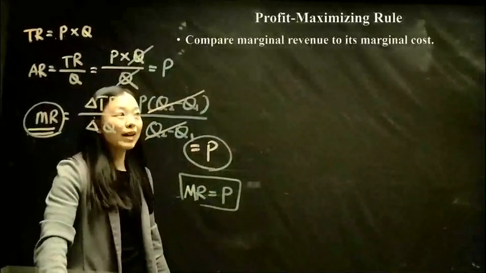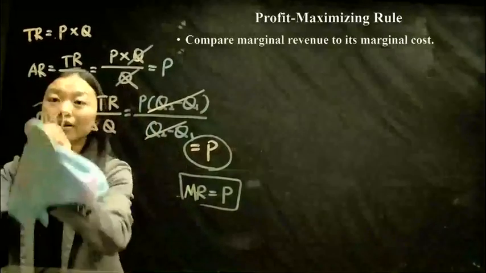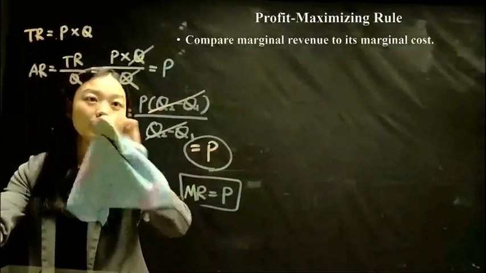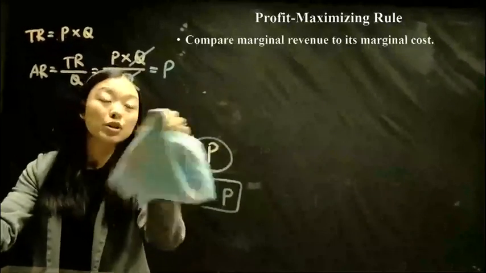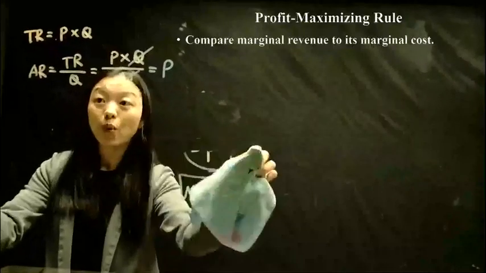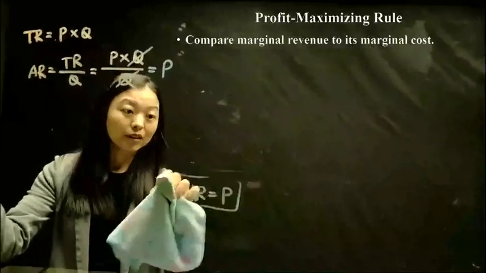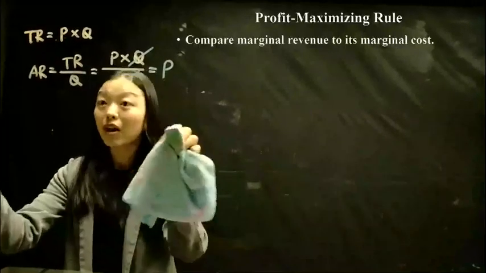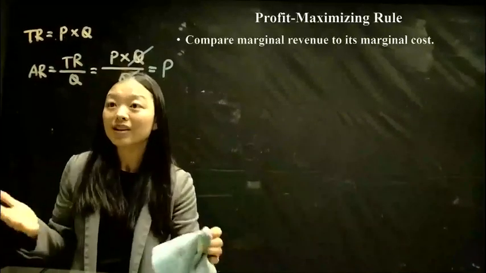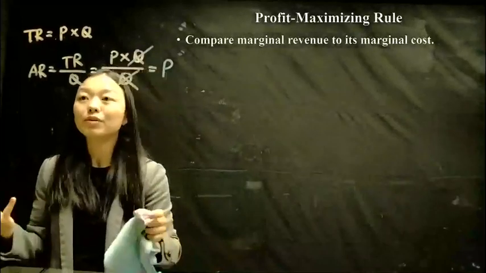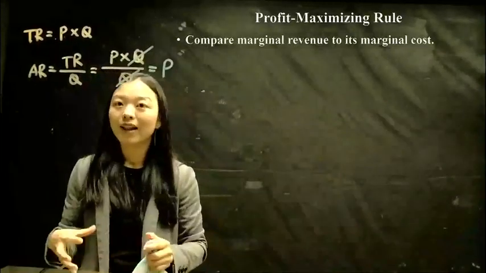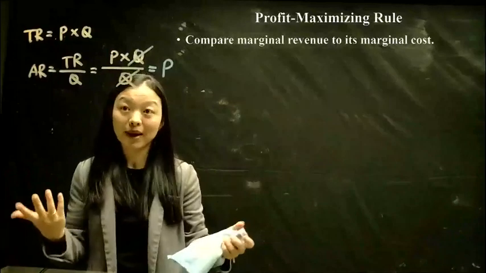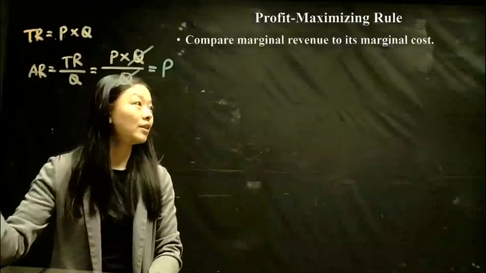So we know that firms will always compare marginal revenue and marginal cost. Because producing one unit would definitely involve additional cost, right? But on the other hand, it will also bring additional revenue. So firms need to compare if the marginal revenue will be larger or smaller than marginal cost.